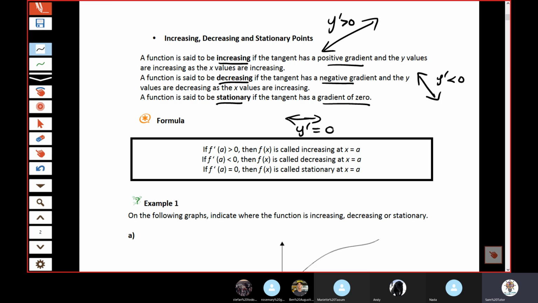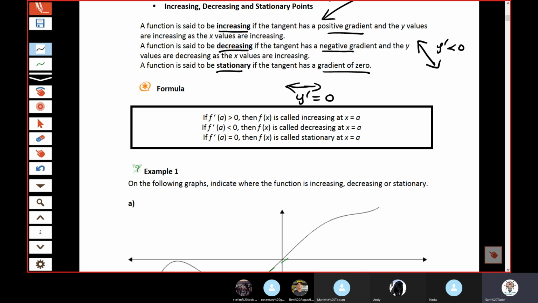So when is a function increasing? When y dash is greater than 0. Let's just say that one. When is a function decreasing? And then when is a function stationary? Equals 0. Okay. So those are the words that I said you need to know. Those are the first three.